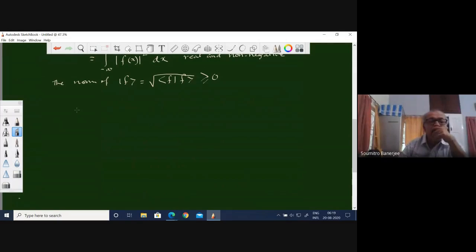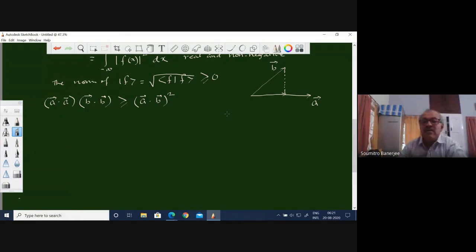Now there is an obvious inequality that ordinary vectors obey. A vector like this and another vector like that. Say this is our A vector and this is our B vector. And therefore, the projection will be this. Now this picture makes it obvious that the inequality, A dot A times B dot B, must be bigger than the square of A dot B, right? So its magnitude times its magnitude definitely is bigger than the projection's magnitude.